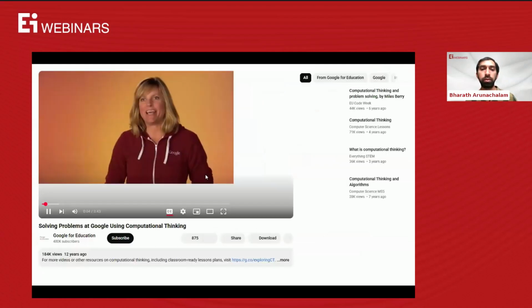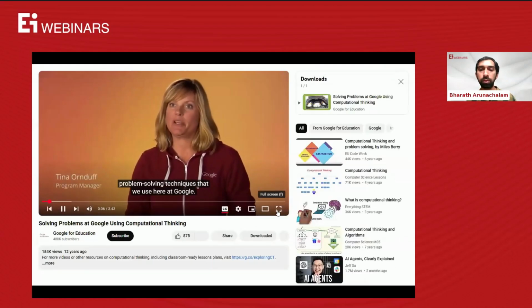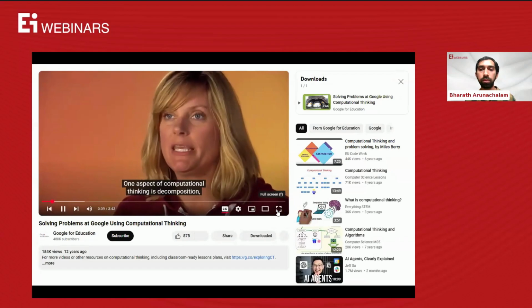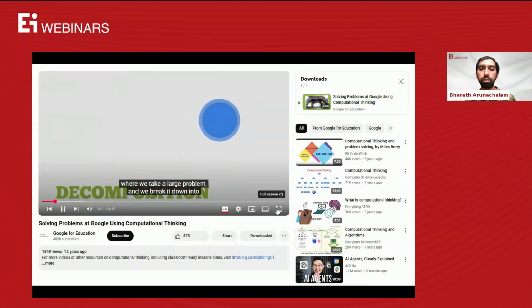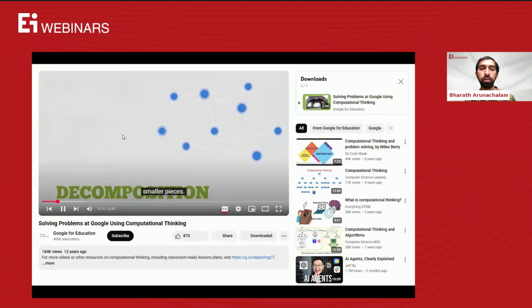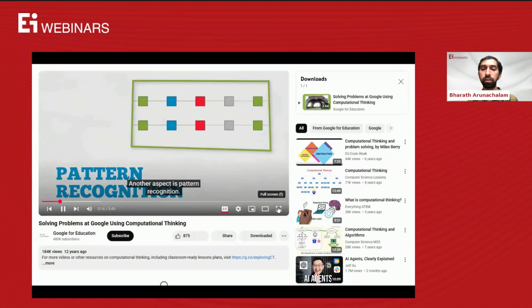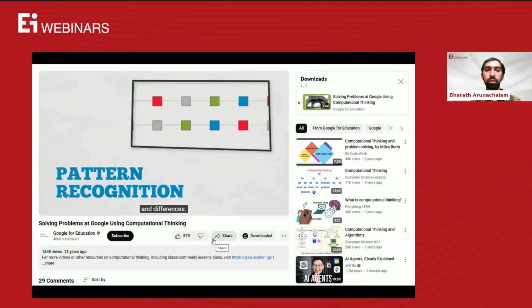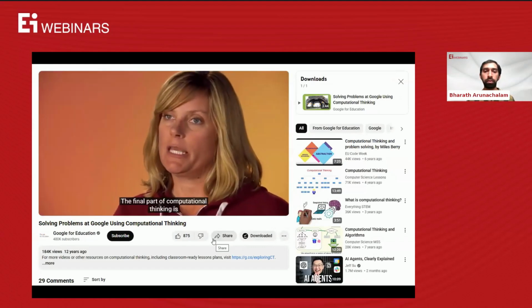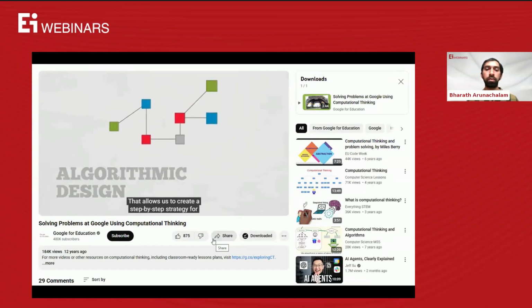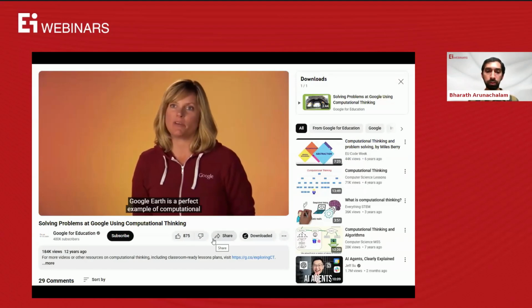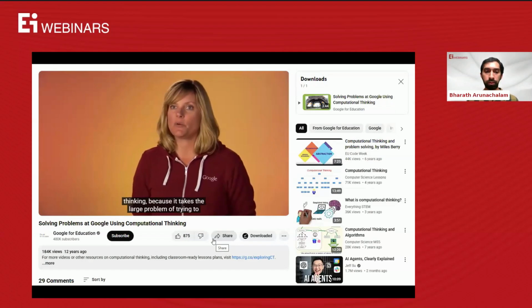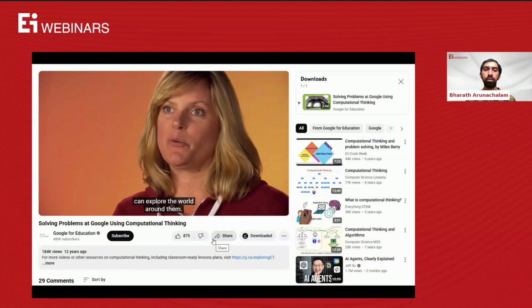Computational thinking is a set of problem-solving techniques that we use here at Google. One aspect of computational thinking is decomposition, where we take a large problem and we break it down into smaller pieces. Another aspect is pattern recognition. We use pattern recognition to help us identify similarities and differences. The final part of computational thinking is algorithmic design. That allows us to create a step-by-step strategy for solving a problem. Google Earth is a perfect example of computational thinking because it takes a large problem of trying to visualize the entire planet and makes it so that anybody can explore the world around them.